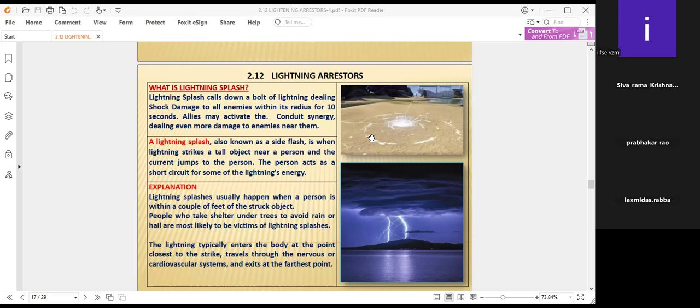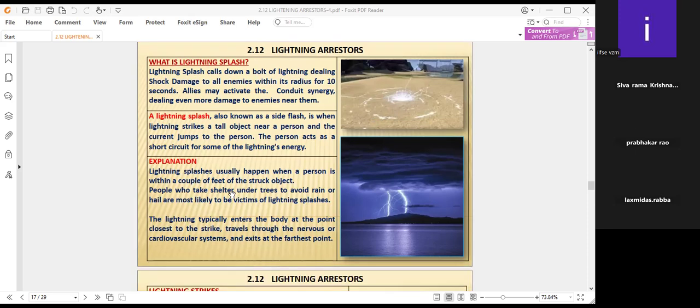But moreover, if that person stands on the ground, instead of a taller object or tree, what you said is that it will affect the person first rather than the tree. 100% right, sir. Thank you very much for participating. People who take shelter under the trees to avoid rain will be the first likely victims of the lightning flashes.